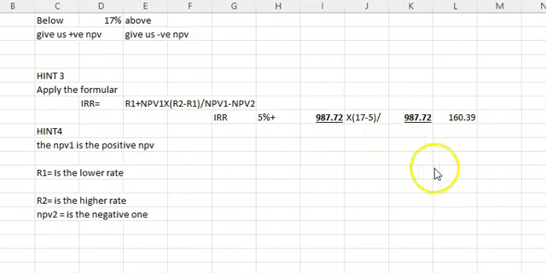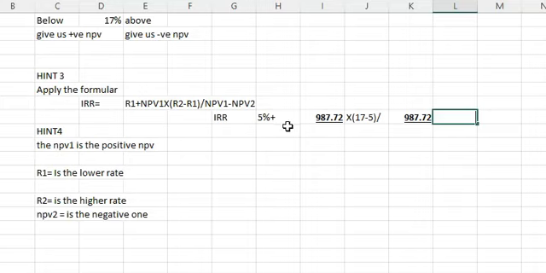Okay, so let's finish up this question for IRR. So we said that IRR is R1 plus NPV1 multiplied by R2 minus R1, then divided by NPV1, and then we address this part now, where we say minus NPV1 minus NPV2. Now, the NPV2 is the negative NPV. Okay? The NPV2 is a negative NPV.